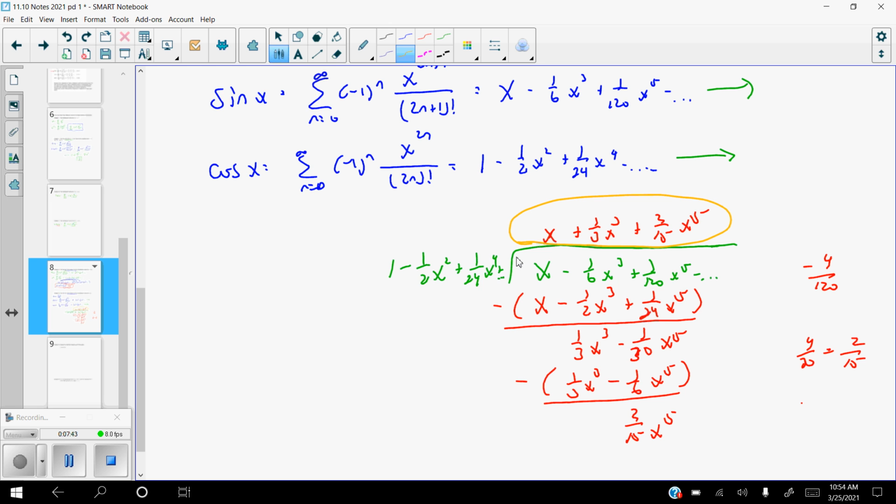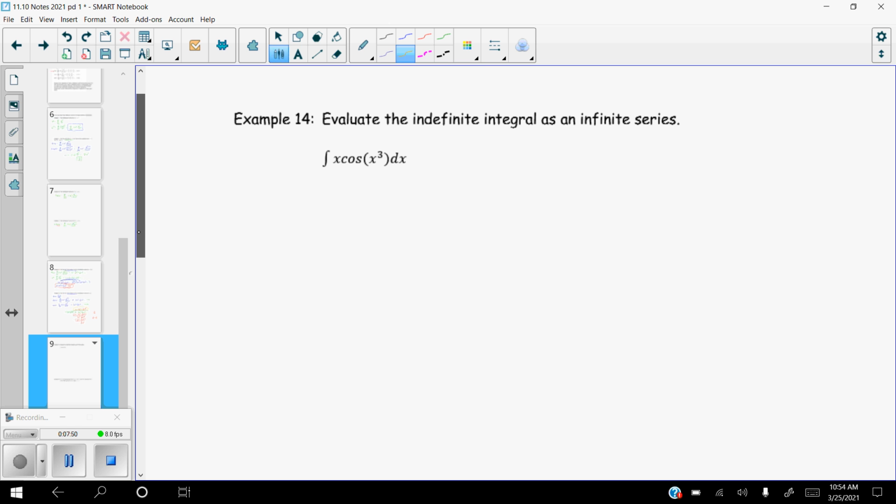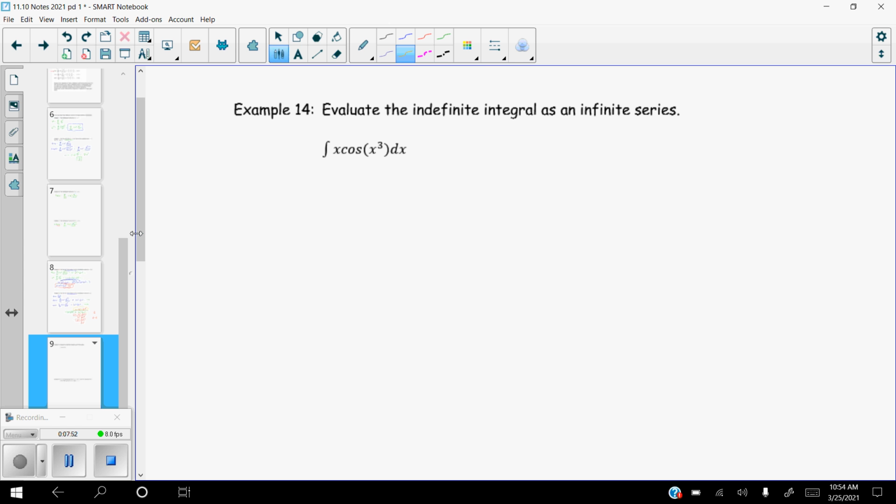All right, next 2 examples, and these are the last 2 that we'll get to. Should not be quite as involved. We want to evaluate the integral of x cosine of x cubed dx.